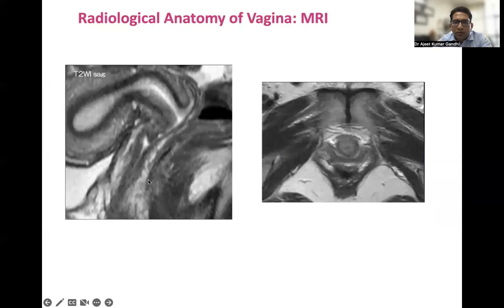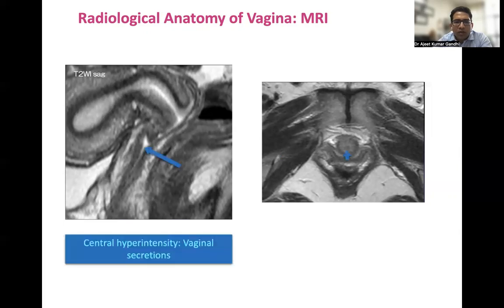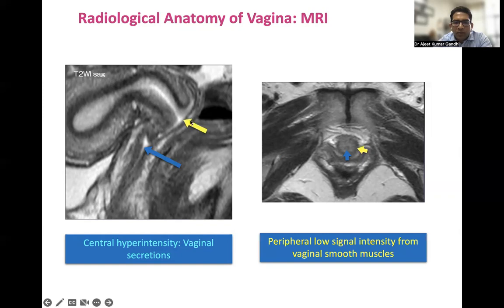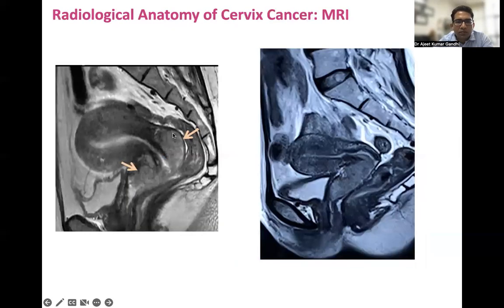The vagina is difficult to delineate on MRI. However, there would be a central hyperintensity in the vagina, mainly because of the vaginal secretions which are present there, and it generally appears as an H-shaped structure on MRI. And there would be a peripheral low signal intensity from the vaginal smooth muscle. So in cases where the vagina is not involved, this low signal intensity of the smooth muscles would be preserved, which will be seen in subsequent slides.